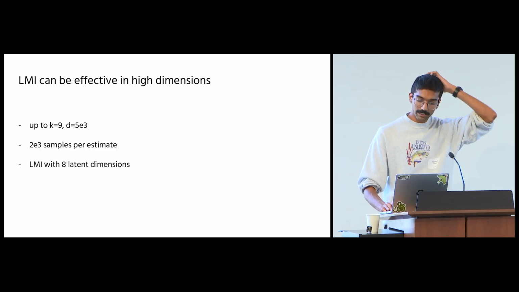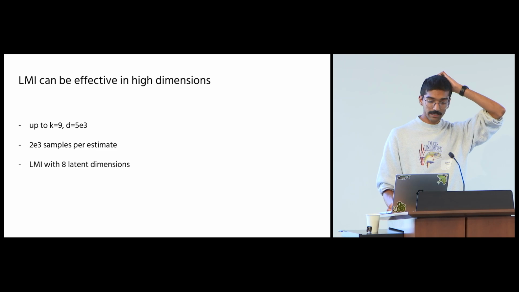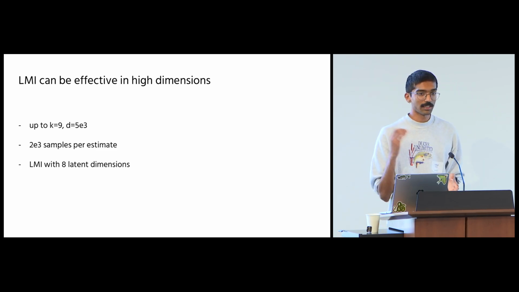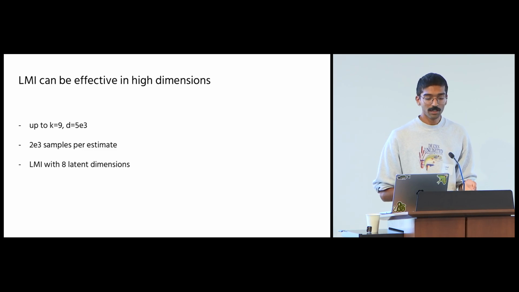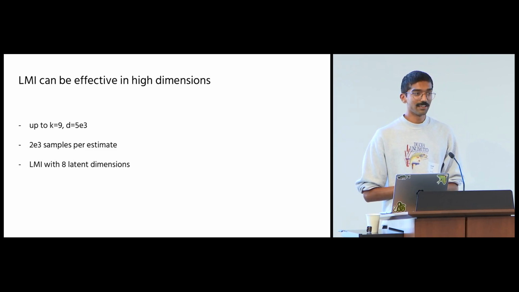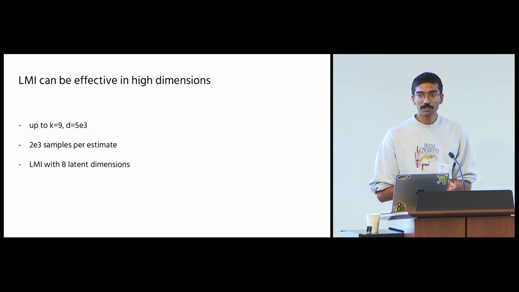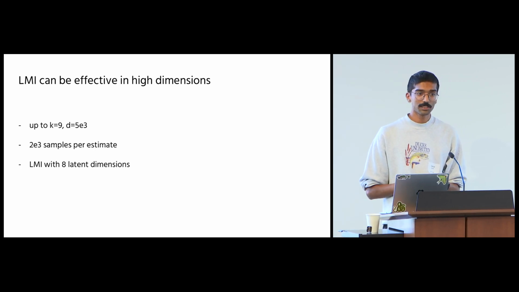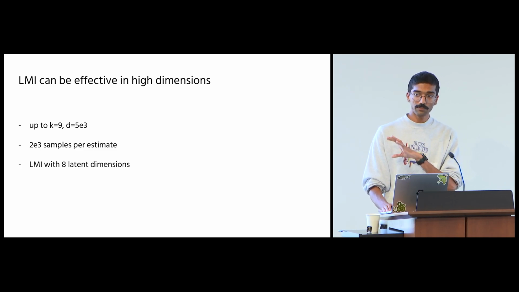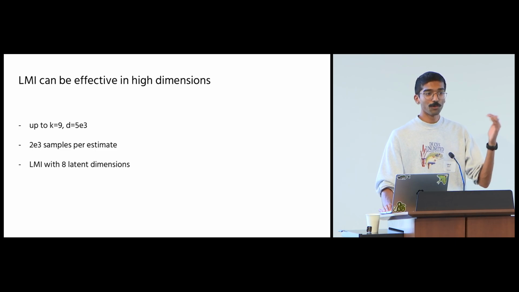And we can compare this to three popular estimators. So we study specifically this low intrinsic dimension, high ambient dimension regime. We go up to K equals 9 and up to D equals 5,000. And kind of arbitrarily, we choose 2,000 samples for each problem. We think this is pretty sparse, especially in this dimensionality. And we use LMI with 8 latent dimensions. So most of the time in this benchmark, we'll have more latent dimensions than the intrinsic dimensionality of the data.